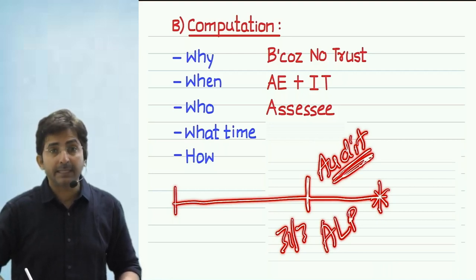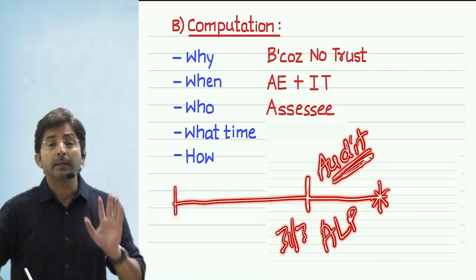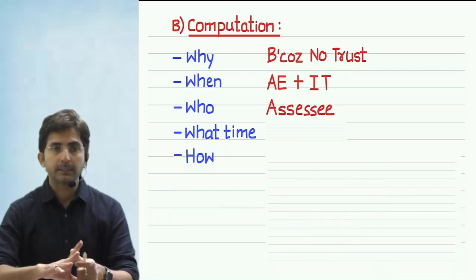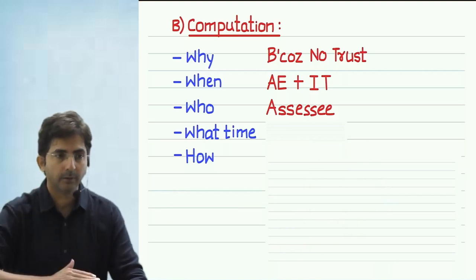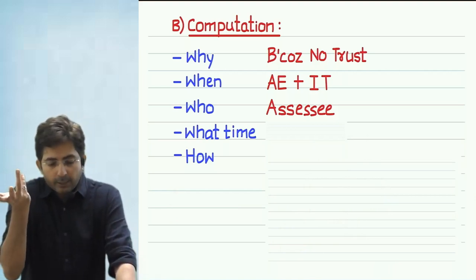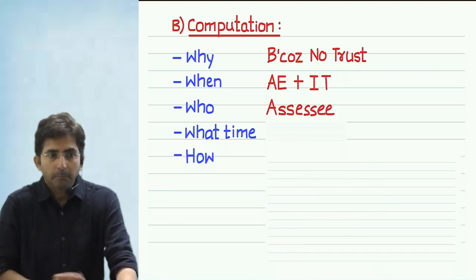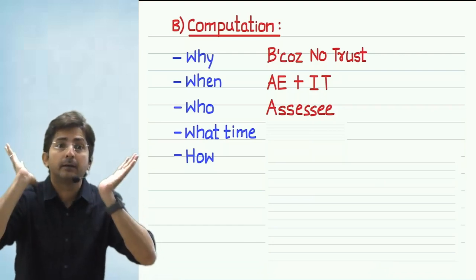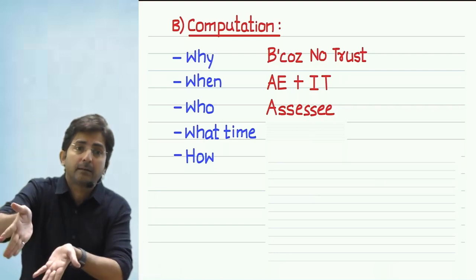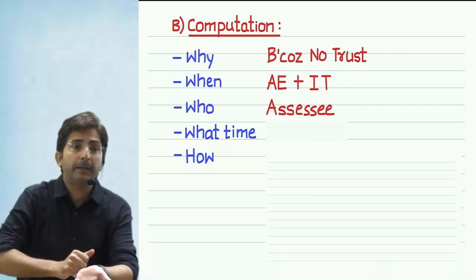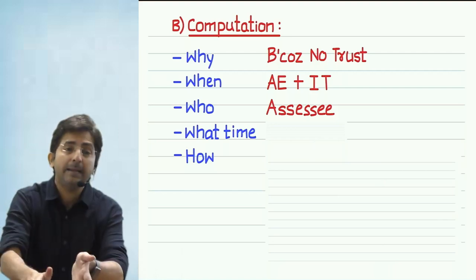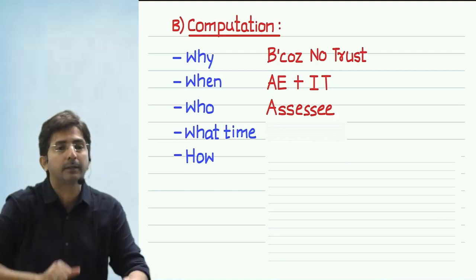So that's why they are given a time of 30th November to file the return. See, a normal corporate is given a time of 31st October because they just have the headache of audit. But these transfer pricing assessees, apart from the headache of audit, they have one more headache of computing ALP. That also takes time. That's why they are given time till 30th November to file the return.